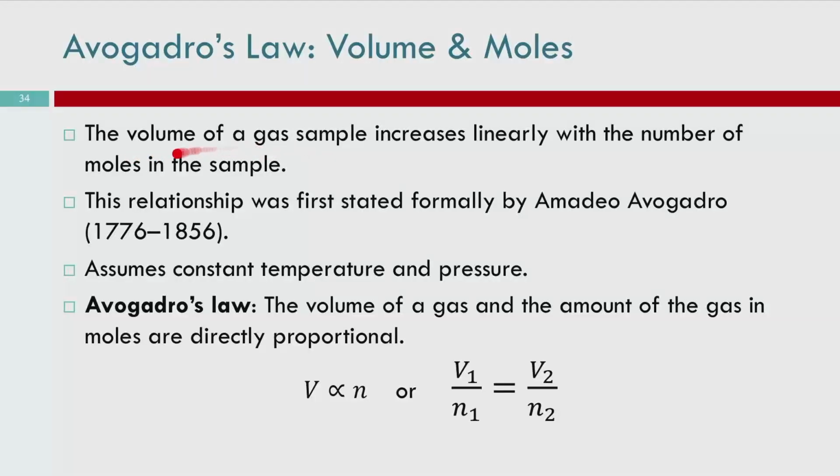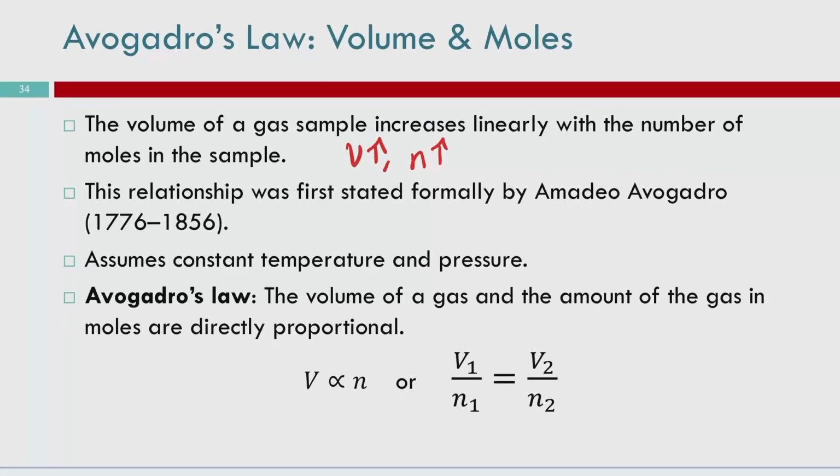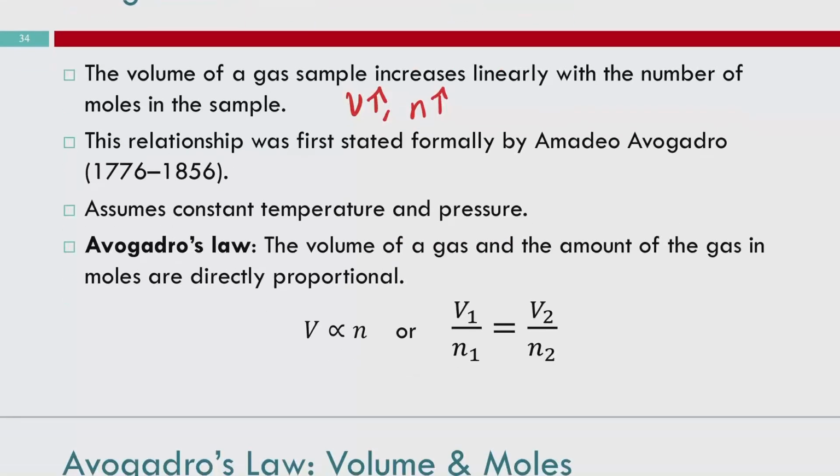So the volume of a gas sample increases linearly with the number of moles in a sample. So volume increases when N, the number of moles, increases. If one goes up, the other goes up. If one goes down, the other goes down. But usually it's going to be moles that's driving that formula. We're going to be assuming constant temperature and pressure for this.